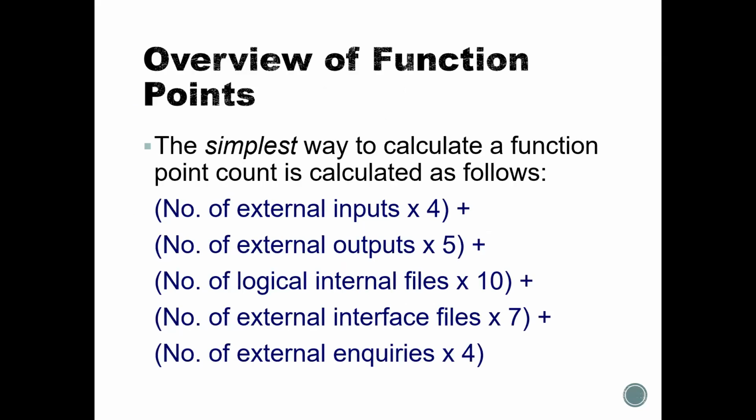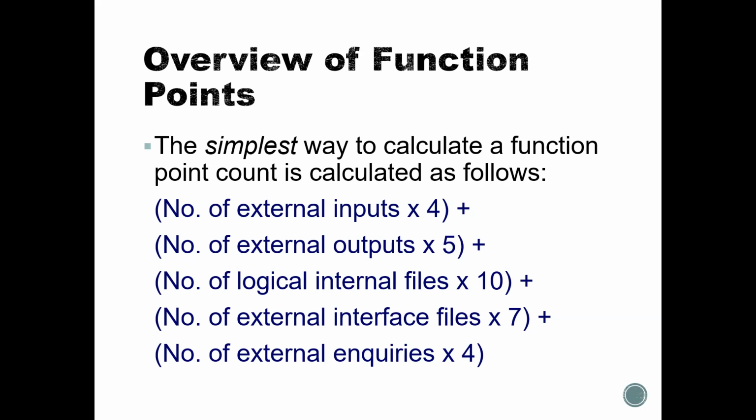Let's see how these things are done mathematically. In function point we have 5 different parameters. The first is the number of external inputs. The second is the number of external outputs. The third is the number of logical internal files. The fourth is the number of external interface files. The fifth is the number of external inquiries.